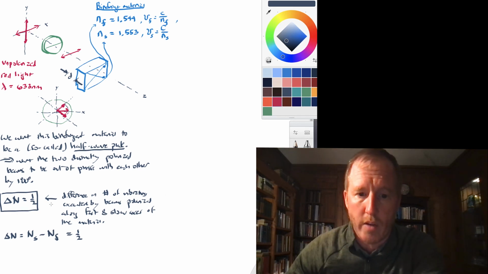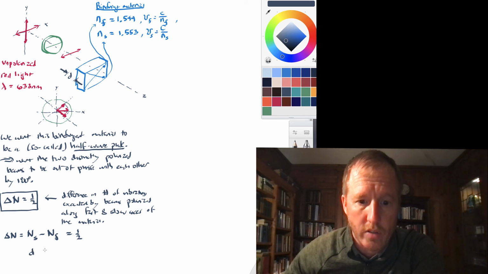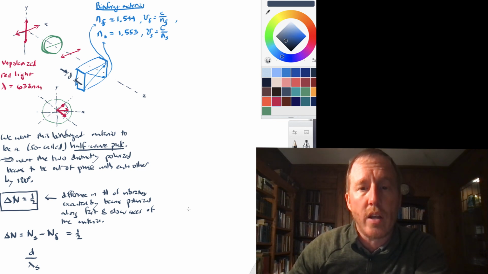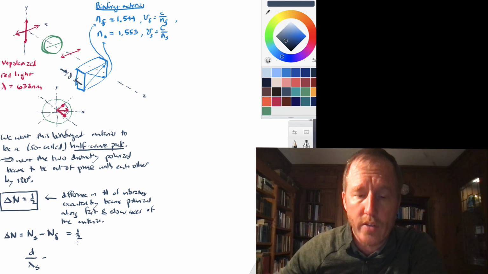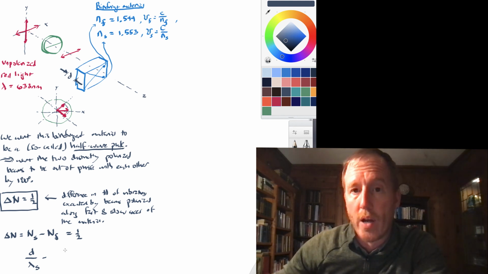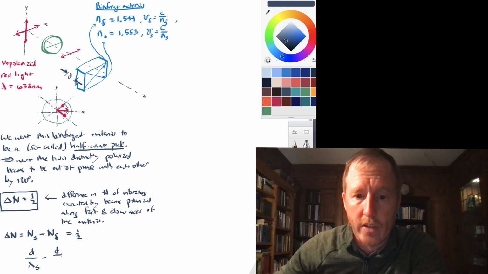Well, similarly, if we want to know how many wavelengths fit into this crystal, we're going to need to know the thickness of the crystal, which we specified as d, divided by the wavelength of the wave, and in this case we need to put a subscript s because the wavelength of the wave traveling along the slow axis, lambda sub s, is going to be different than 633 nanometers. Likewise, the number of oscillations of the wave polarized along the fast axis can be written as d over lambda fast, and that should be equal to 1/2.